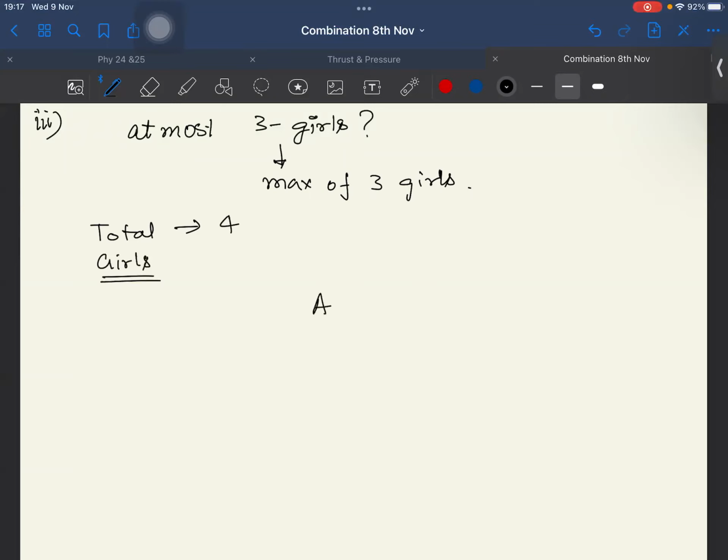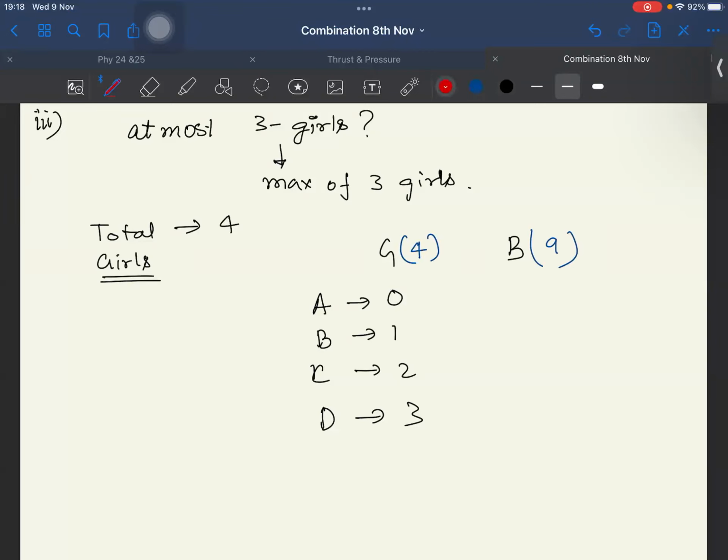So team A can have no girls. Team B can have 1 girl. Team C can have 2 girls. Team D can have 3 girls. But no team can have 4 girls. Right? So if this is the number of girls, what will be the number of boys? In total, there are 4 girls and 9 boys. The team has to be a total of 7. So if there are 0 girls, that means there have to be how many boys? There should be 7 boys, 6 boys, 5 boys, and 4 boys. Okay, so the team can have 7 players.